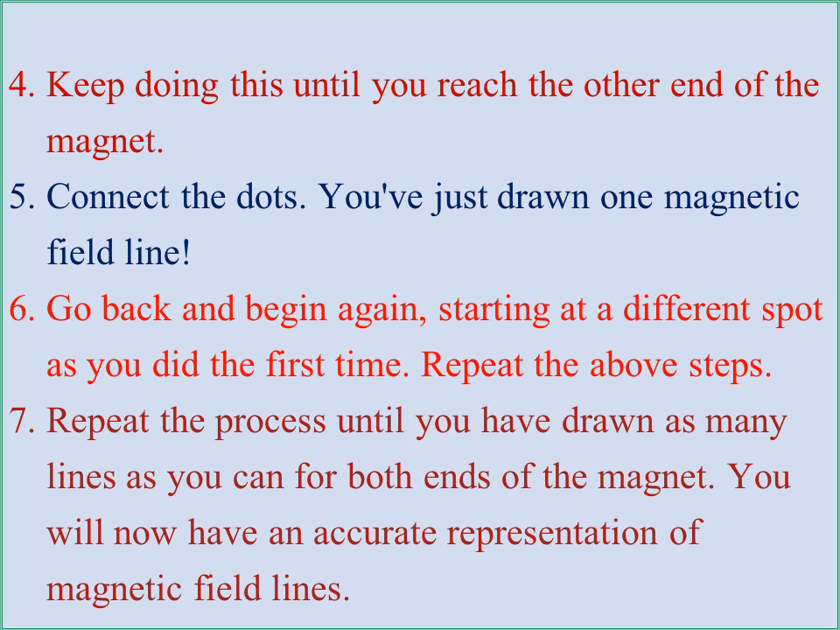You can do the same process again by starting from a different spot as you did before and follow the same procedure. In this way, you can draw as many lines as you can for both ends of the magnet. This will give you an accurate representation of magnetic field lines.